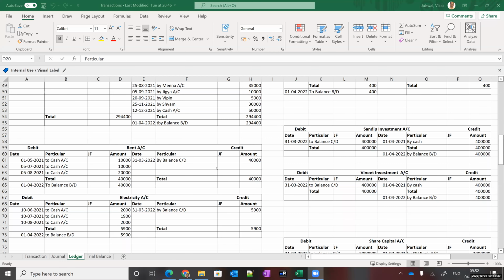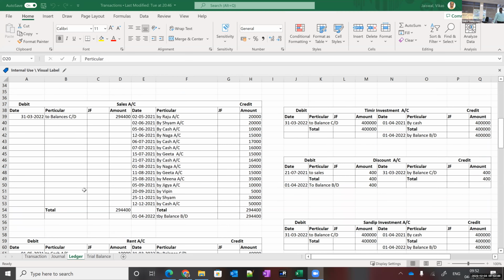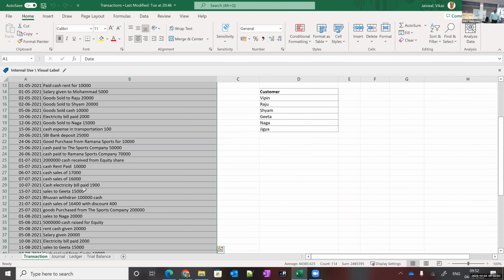Yeah, can you try now? Sir, are you seeing? Are you able to see? No, not yet. Yes. Can you go to the transaction? Can you go to transaction once? We are able to see your screen.